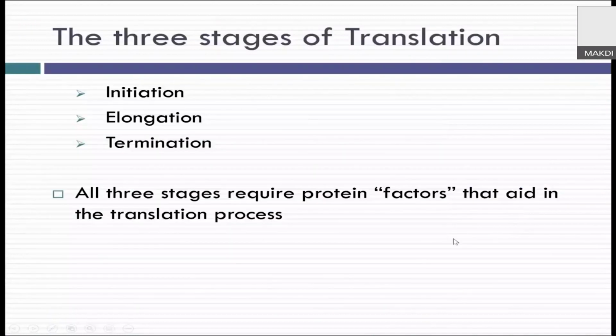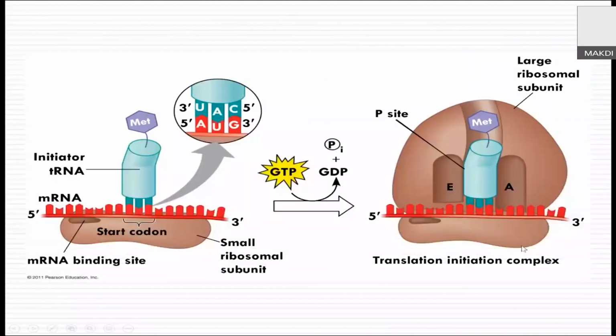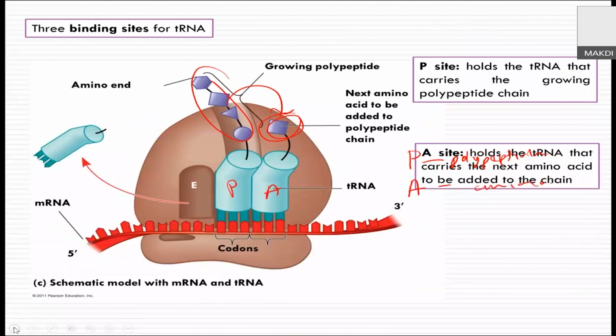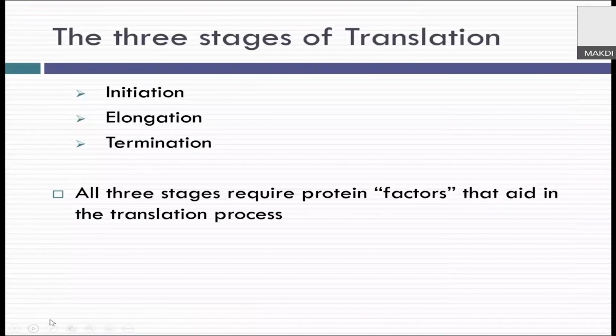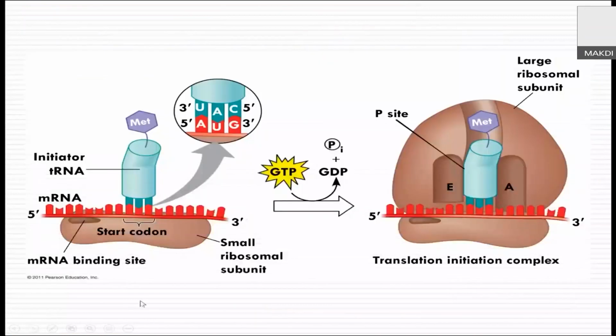Okay, kita tengok initiations, elongations, and termination. During initiations, mRNA akan bind to the small ribosome subunit. Ribosome kamu sudah belajar kan? Dia ada small subunit, dia ada large subunit. Okay. Translations pun sama juga macam transcriptions. Dia ada 3 stages, initiations, elongations, and terminations. Kita pergi ke initiations dulu.